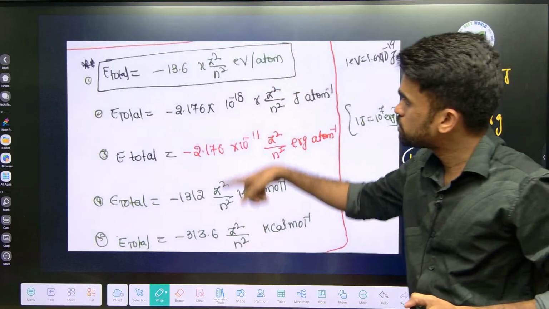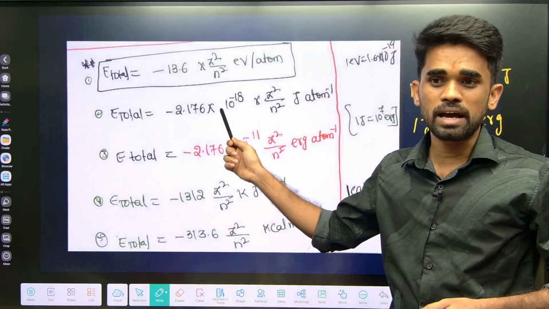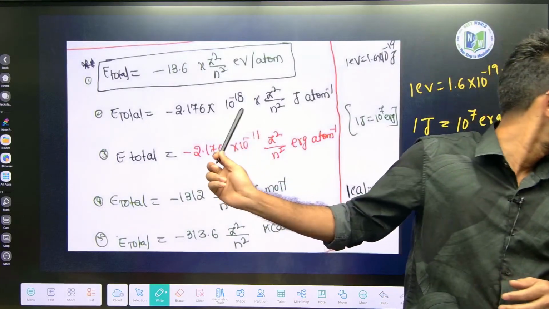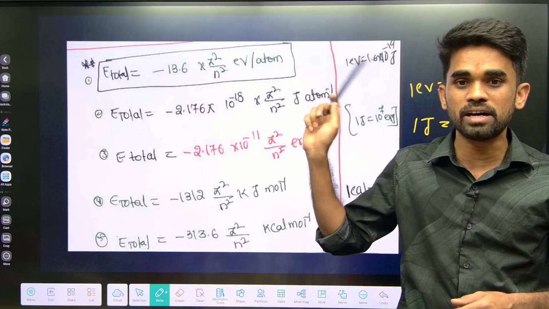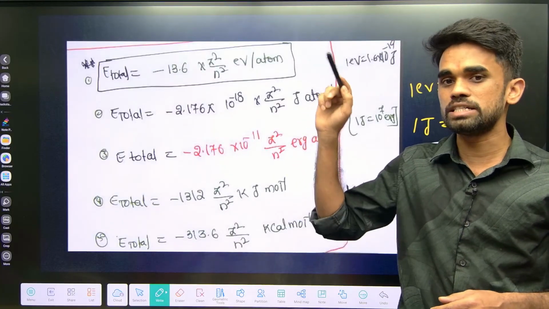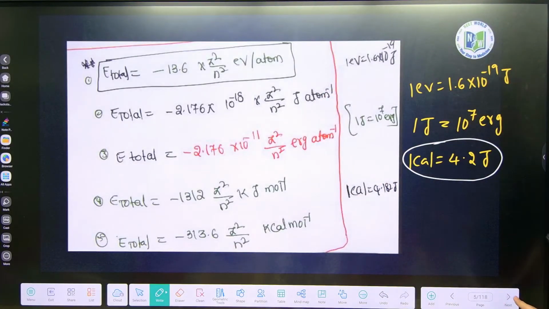So all these formulas should be remembered. So in joules, what is the energy formula again? Minus 2.176 into 10 power minus 18 Z square by N square. Fine. Next.